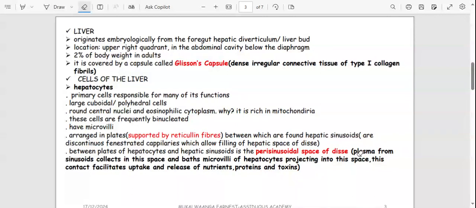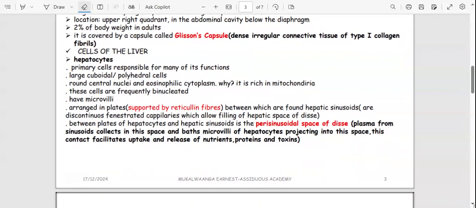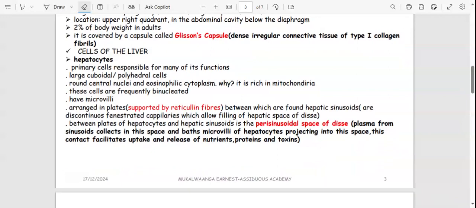Apart from this plasma, which has leaked out of the hepatic sinusoid, in this space you also find what you call the Ito cells, or if you want, you can also call them hepatic stellate cells. We'll talk about them later, but just know for now that they are found in the perisinusoidal space of Disse, sorry. So that is it. That is about the hepatocytes. That is what you have to know about the hepatocytes.